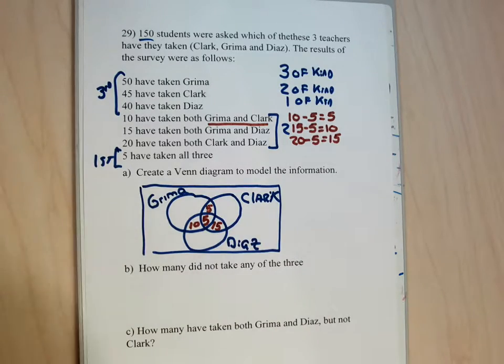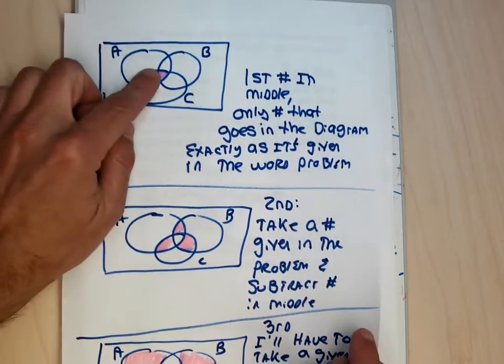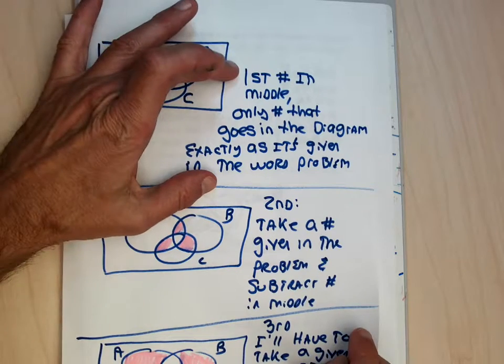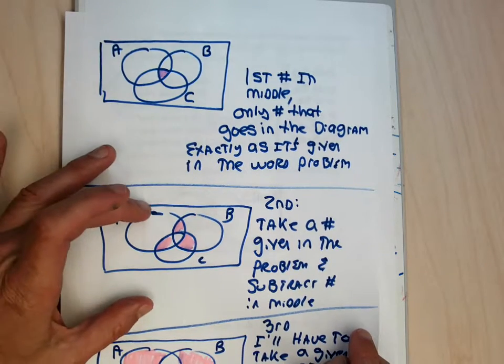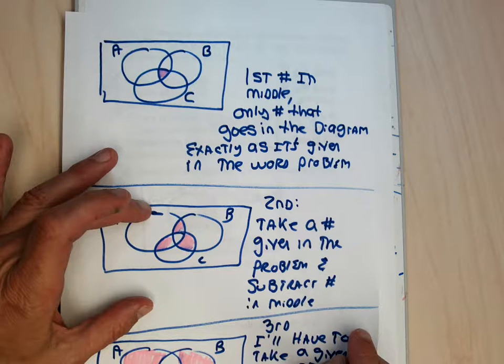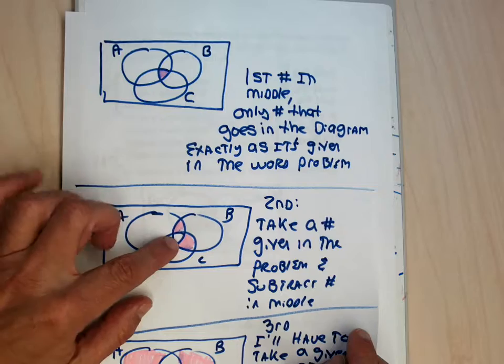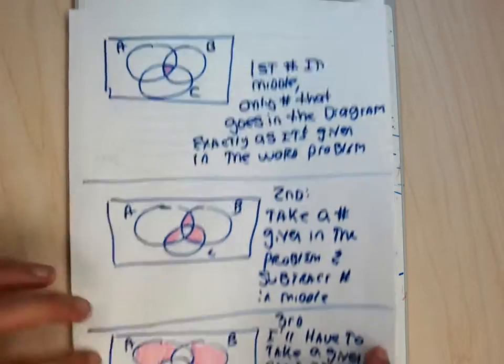So I did exactly what I wanted to do. I filled in the number dead center. That's the only number that goes in without changing. I looked at the 2 of a kinds, in this case any of the lines that had 2 of the teachers. I subtracted the number from the middle, figured out where they went.